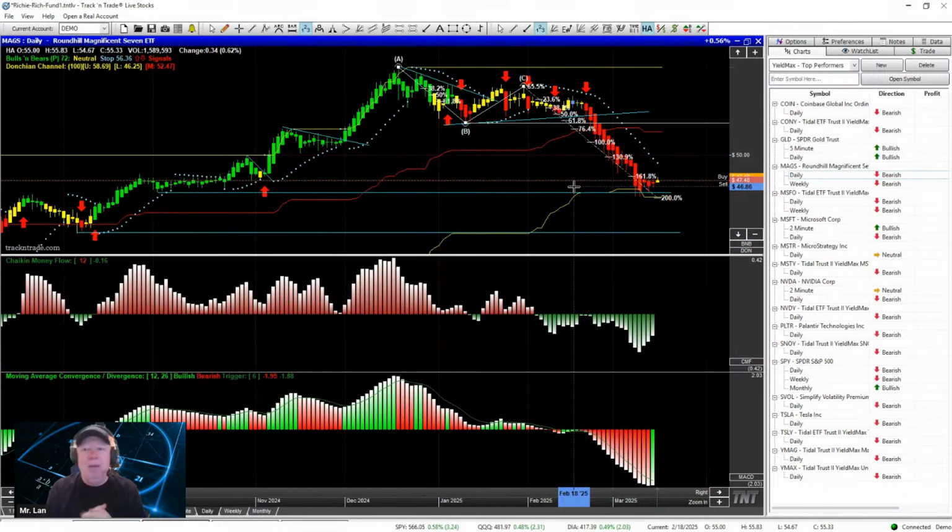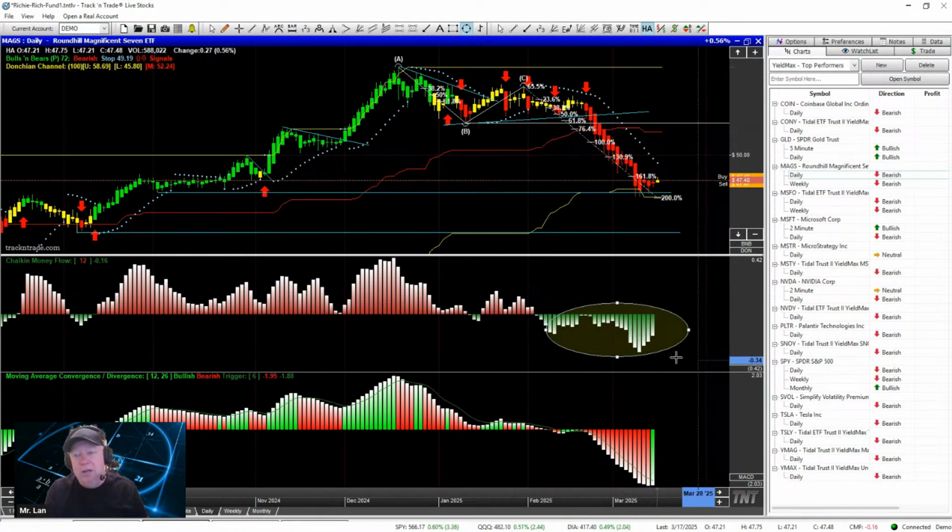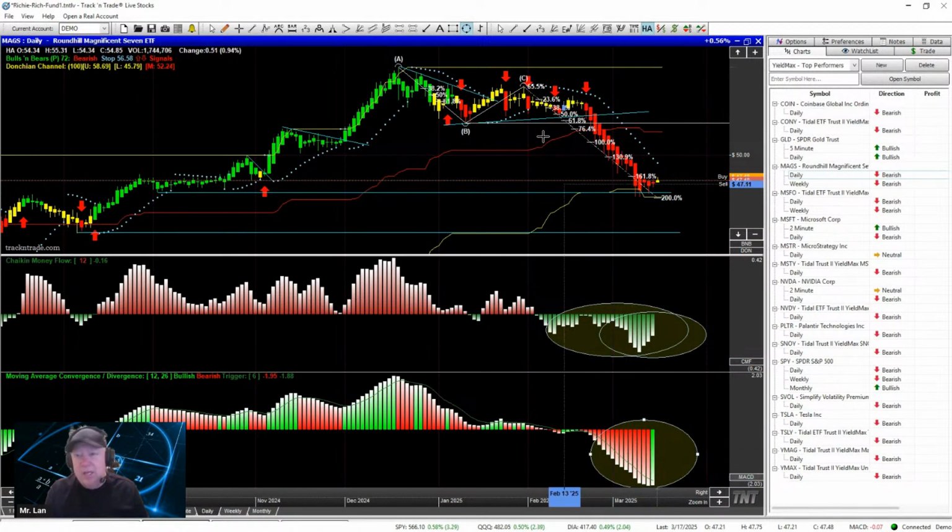Screaming buy, buy, buy, buy. Even in the indicators, look at the indicators, all green, green, green, green. They're buying, buying, buying. They're accumulating, and it's starting to go back up. Look at the MACD. Doesn't get any perfecter.